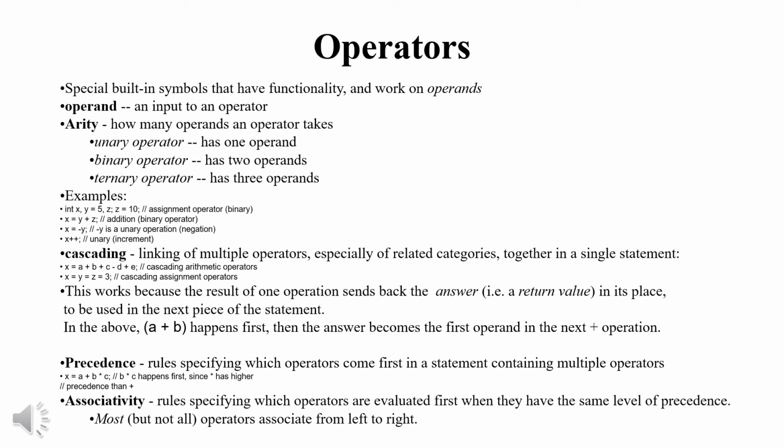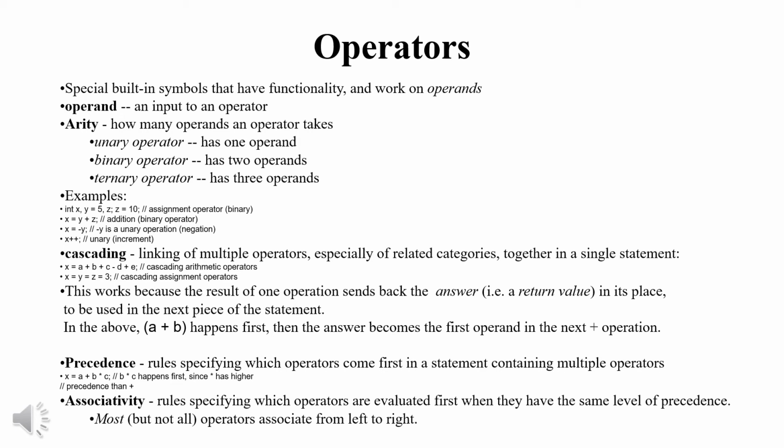So we have operators, right? So for operators, as I told you before, we have unary operator, binary operator, and ternary operator, right? The unary operator has just one operand. For example, as you see in this example, we have x plus plus, right? Or for binary operator, we have two operands. For example, x equals y plus z.